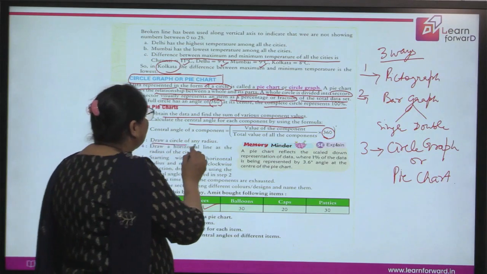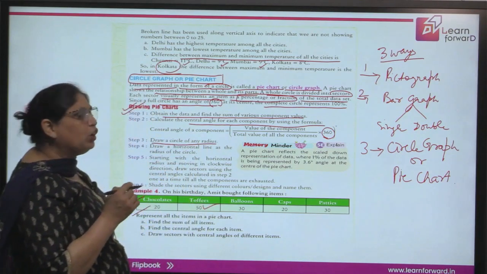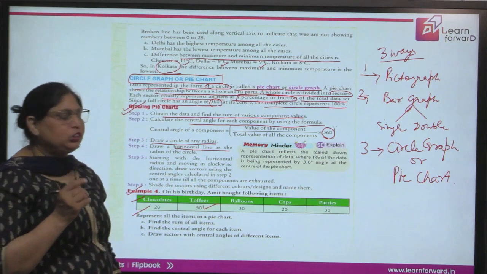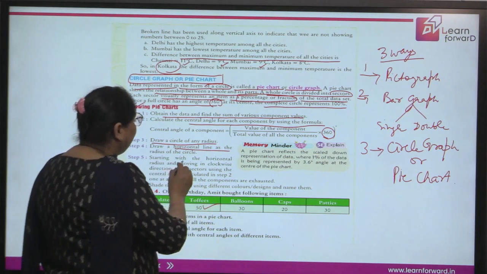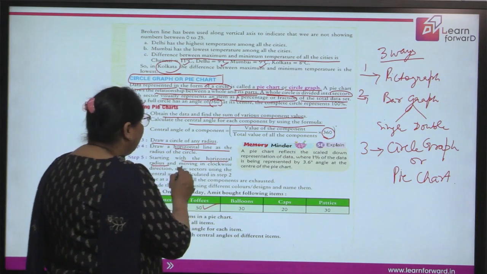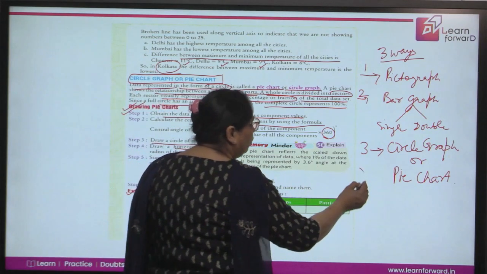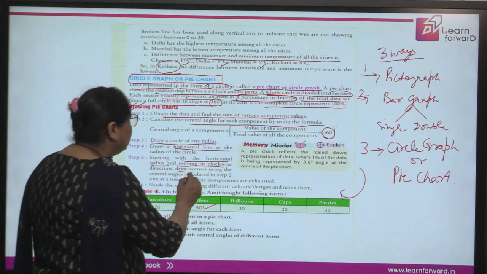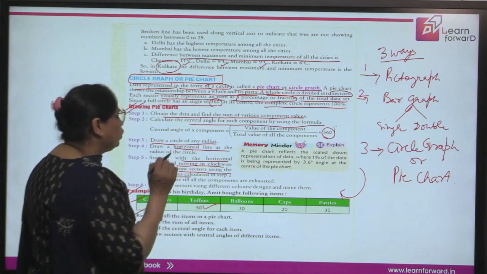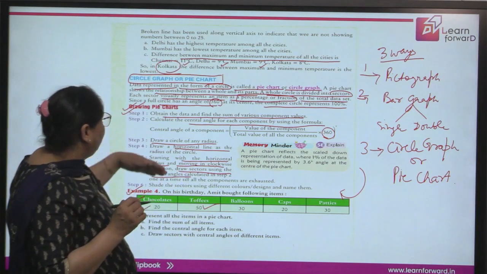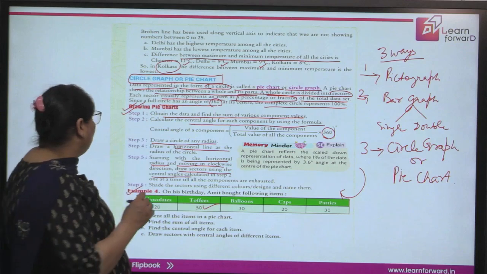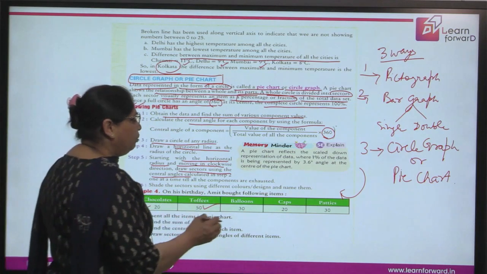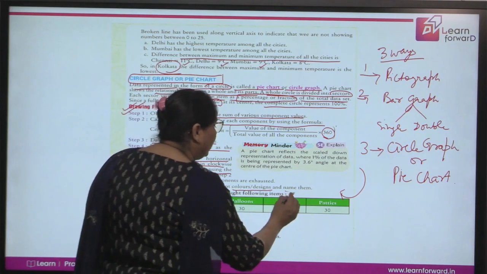The third step is to draw a circle of any radius. Draw the horizontal line that represents the radius of the circle, and starting with the horizontal radius and moving in a clockwise direction, we will draw sectors using the central angles we calculated in step 2, and shade the sectors using different colors or designs, or name them.